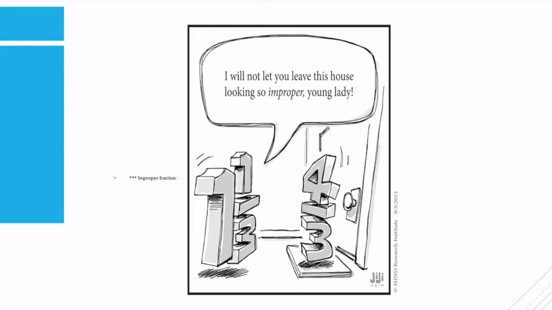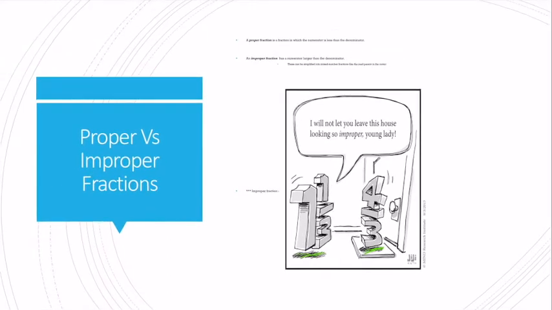So one thing we can do when we're given an improper fraction, like 4/3, is we can rewrite it as a mixed number, okay?